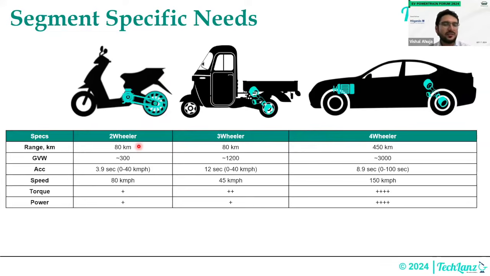I'm talking about typically what is used in the market as of now, right? GVW is 300 kg. The acceleration requirement is approximately 3.9 seconds, 5 seconds, 4 seconds, 2 seconds, right? Speed is 80 kmph. Torque requirements are not that much. Power requirement is not that much as compared to three-wheelers and four-wheelers, where four-wheeler speeds can go up to 150 kmph, right?